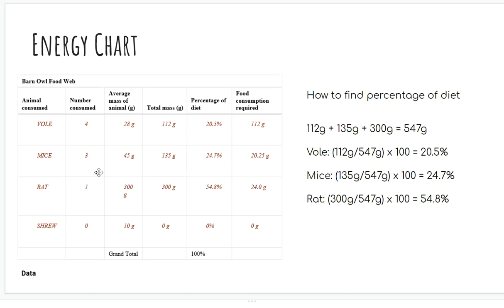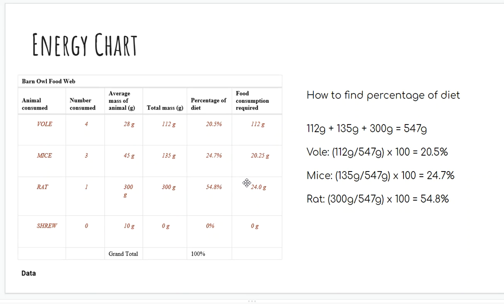Looking at the mouse, remember I took 3 mice times 45, so the average mass of each organism totaled 135 grams. When I added all those masses together, 547. So the mice gave a total of 24.7% of the energy.